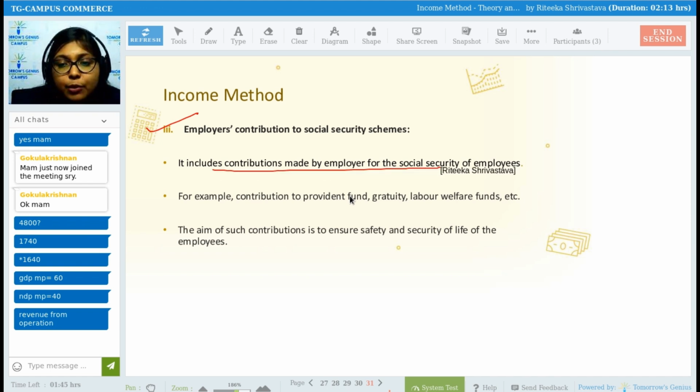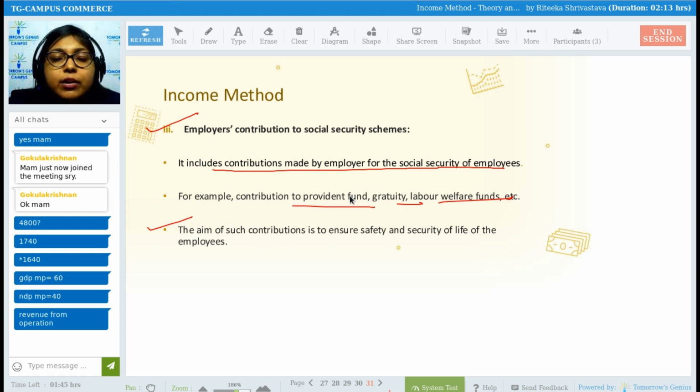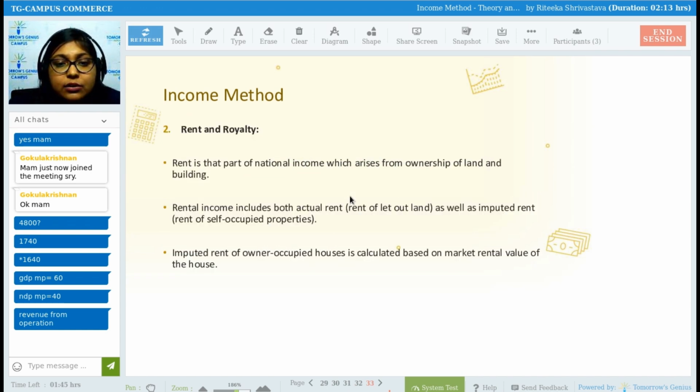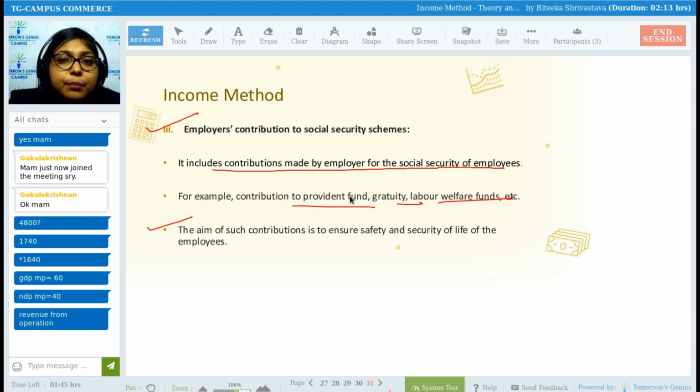It includes contributions made by employer for social security of employees. Example, provident fund, gratuity, labor welfare fund, etc. And the aim of such contribution is to ensure safety and security of life of the employees. So employees' contribution to social security scheme means nothing but providing provident fund, gratuity, labor welfare fund. All of these things are the part of your social security scheme, and social security scheme is always made for the employees by the employer.